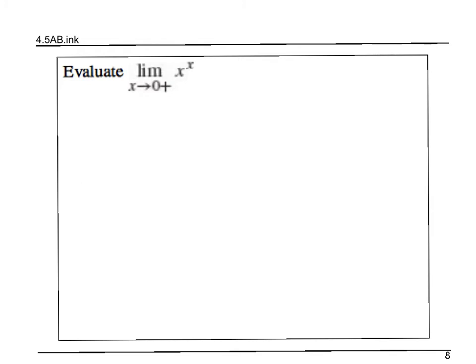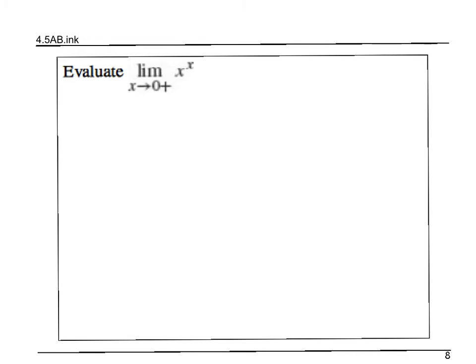x to the x power, 0 to the 0 power. I don't know, I might say, well, that's 0. Somebody else might say, well, that's 1, because anything raised to the 0 power is 1. So we don't know what the answer is going to be. And this is also the limit from the right-hand side, which isn't a huge thing, but it's relevant here.